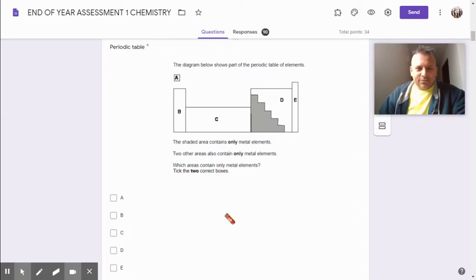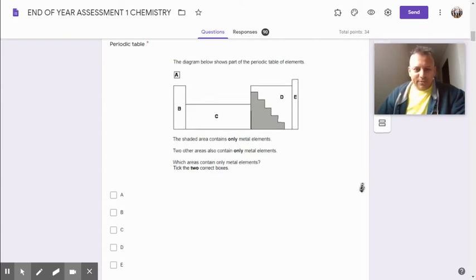And this was the first question. Which areas contain only metal elements? You just got to remember that everything on this side over here, this section here, is a metal. Okay, you've got non-metals here. You've got non-metals in D and E. The ones that are on the staircase are semi-metal. So sometimes they exhibit metallic behavior, and sometimes they exhibit non-metallic behavior.